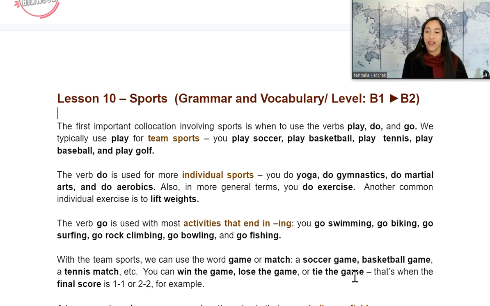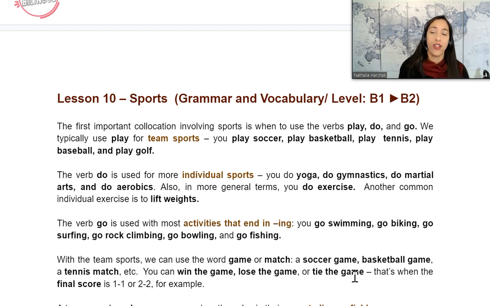Listen. The first important collocation involving sports is when to use the verbs play, do, and go. We typically use play for team sports. You play soccer, play basketball, play tennis, play baseball, and play golf. The verb do is used for more individual sports. You do yoga, do gymnastics, do martial arts, and do aerobics. Also, in more general terms, you do exercise.